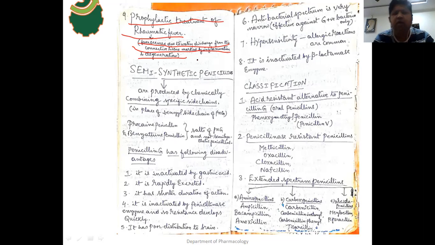Now coming to semi-synthetic penicillin. Why do you require semi-synthetic penicillin? What are they? Semi-synthetic penicillins are produced by chemically combining specific side chains. Penicillin consists of two fused rings, a beta-lactam and a thiazolidine ring. To the beta-lactam ring you have an R linkage, connected through an amide group.